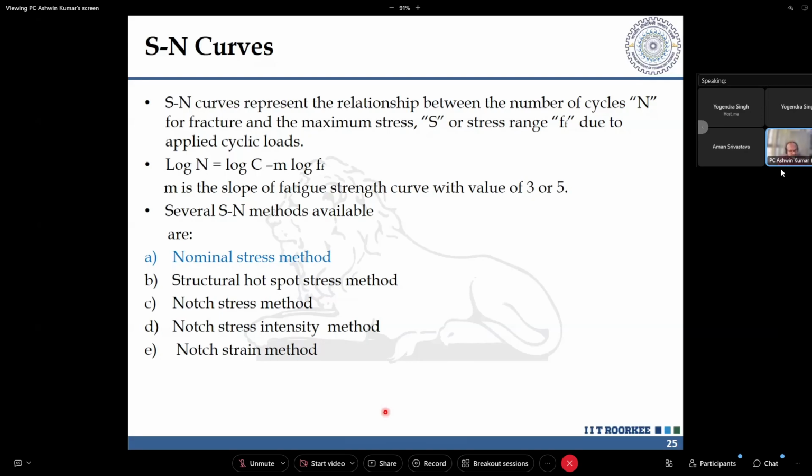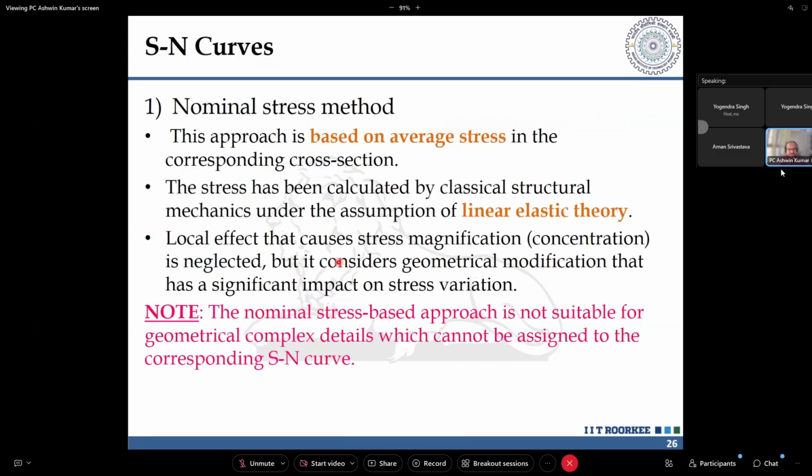If I get a value, then I have to check how many cycles will really come when the vehicle moves. To prepare an SN curve, there are different methods available. You have the nominal stress method, structural hotspot stress method, notch stress method, and so on. The SN curve given in IS 800 2007 or the RDSO code is based on the nominal stress method, which is based on the average stress corresponding to a particular cross section.